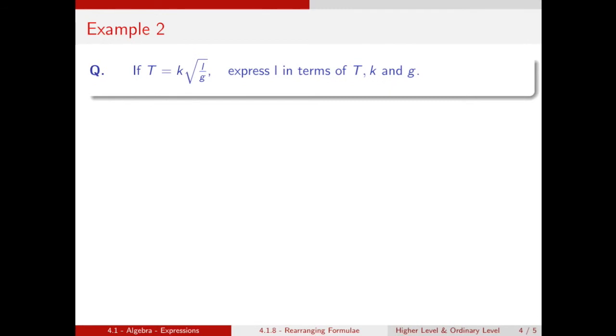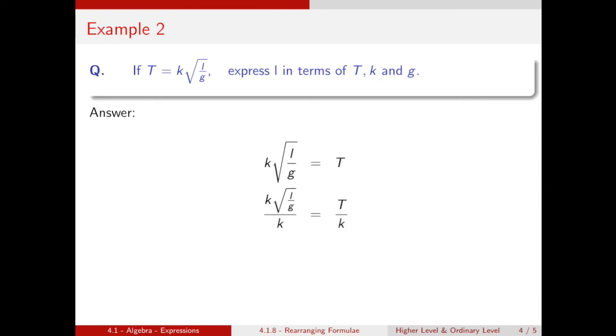Example 2. If t equals k times the root of L over g, express L in terms of t, k, and g. So again, I want L to be the subject of my formula. Let's rewrite the equation so that the terms involving L are on the left. So I've got k times the root of L over g equals t, and now I want to bring everything else over to the right, so just L remains.